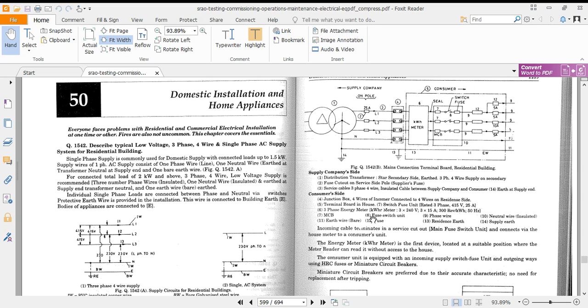Domestic installation and home appliances. Okay, right. Yes, today we'll see some of the aspects regarding domestic installations.